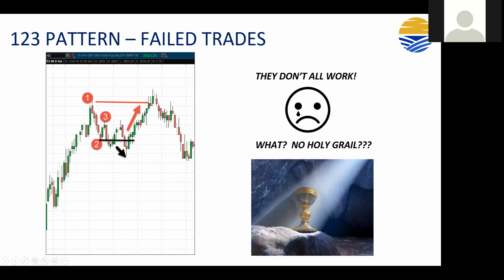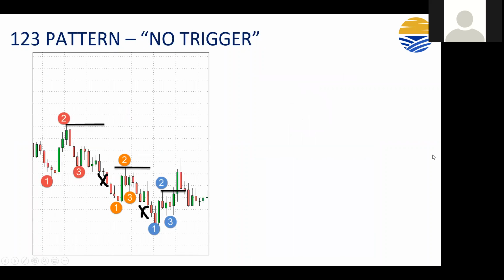But what happens here? We actually get a new setup. This high is greater than that high. So we get a new count. 1, 2, 3, market breaks below, gives you a retest, ends up being a nice profitable trade.